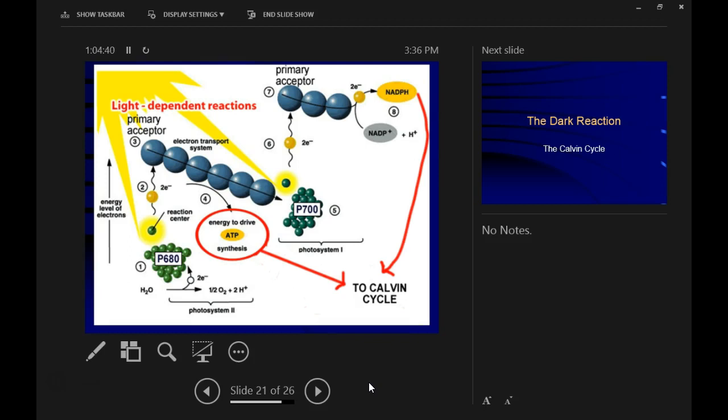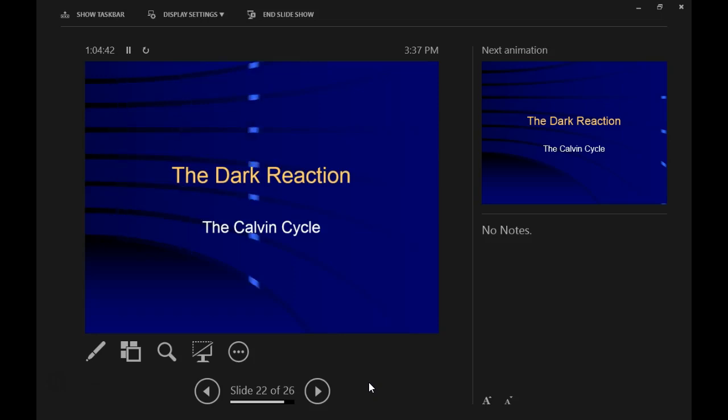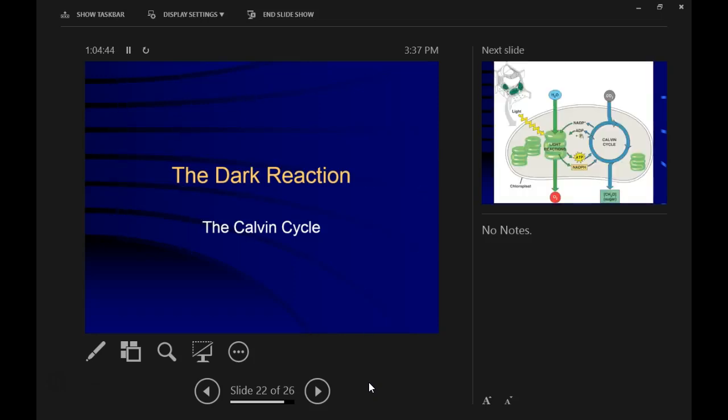Okay. Let's look at the dark reaction. This is sometimes called the Calvin cycle. It's named for a wonderful researcher named Dr. Melvin Calvin. He was helped by a colleague named Dr. Benson, so sometimes you'll see it referred to as the Calvin-Benson cycle. But this is the cycle that's actually used to take carbon dioxide and convert it into sugar. That's the big picture here.